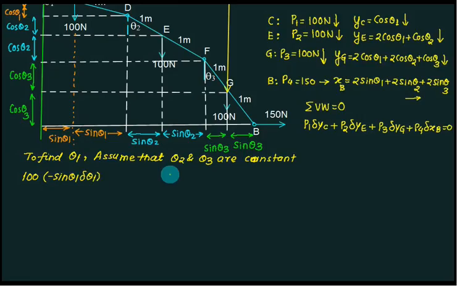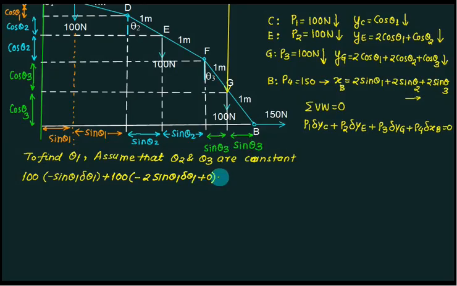The term is correct. Second term is P2. P2 is 100. This time I have to differentiate ye with respect to theta 1. Make sure that theta 2 and theta 3 are constant. So the derivative of the first term exists, and the derivative of the second term is 0. So what is the derivative of the first term? It is minus 2 sine theta 1 del theta 1, but the derivative of cos theta 2 is 0.